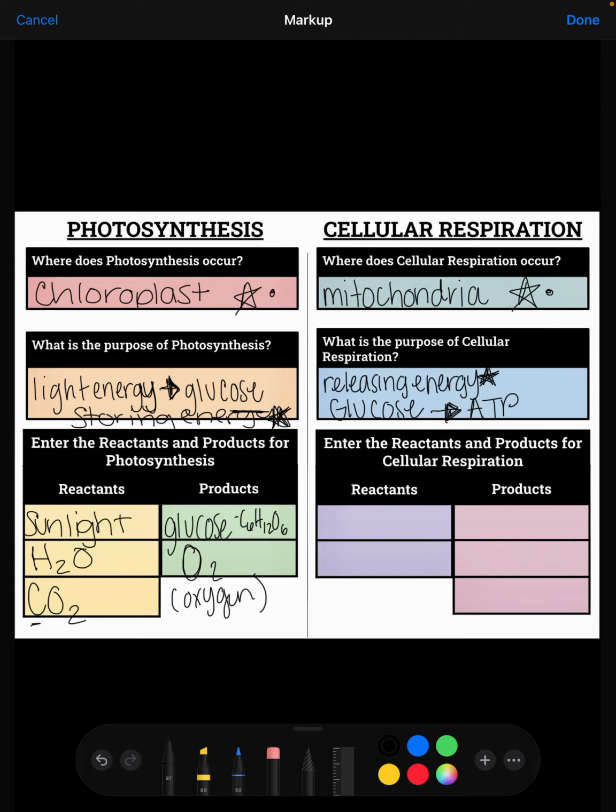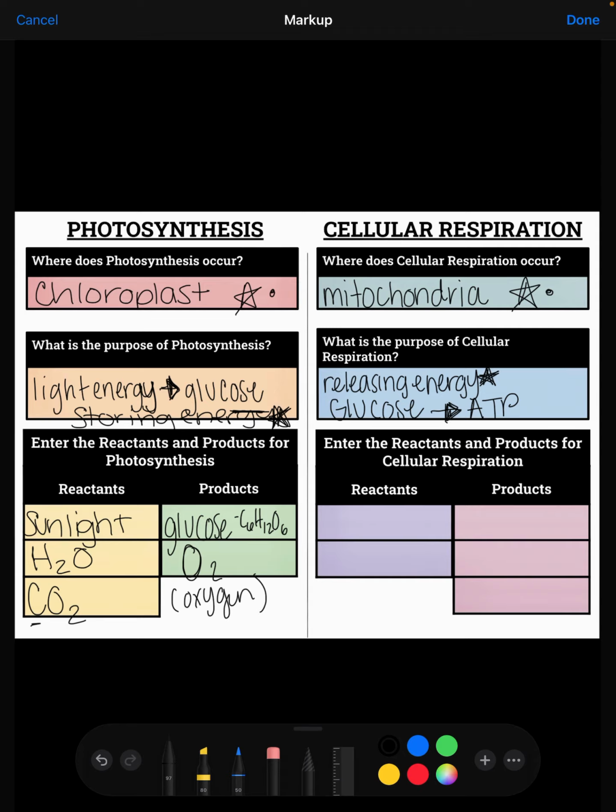Now let's do that exact same breakdown for cellular respiration. The cool thing is if you know what photosynthesis is and you know the reactants and the products, all you have to do is flip-flop them for cellular respiration. Think about what you breathe in, okay? So the reactants, again, are what we take in.